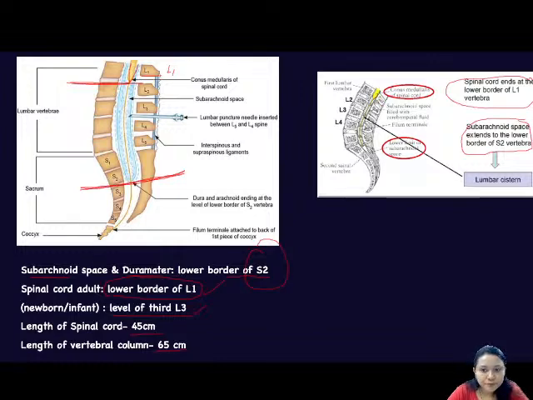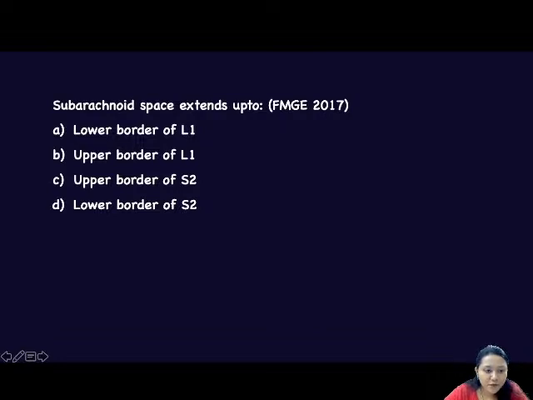So the answer here, just now we have seen, will be the lower border of S2. The subarachnoid space extends up to the lower border of S2. ठीक है? Lower border of S2. Any doubt in this? किसी को कोई doubt है? Okay.